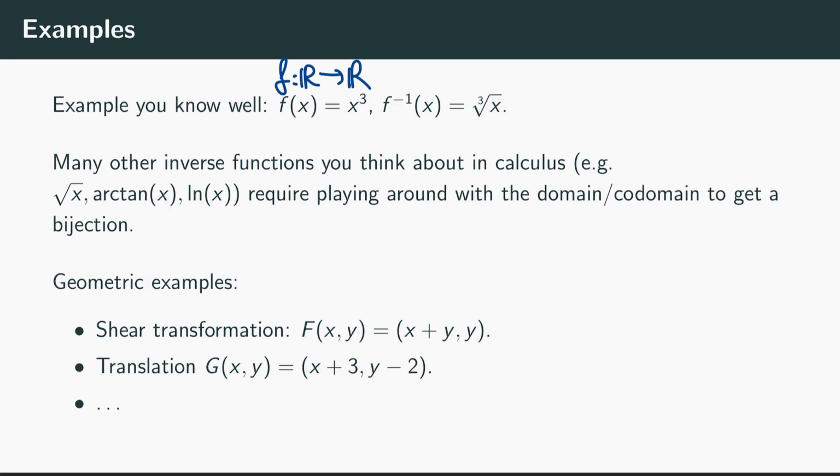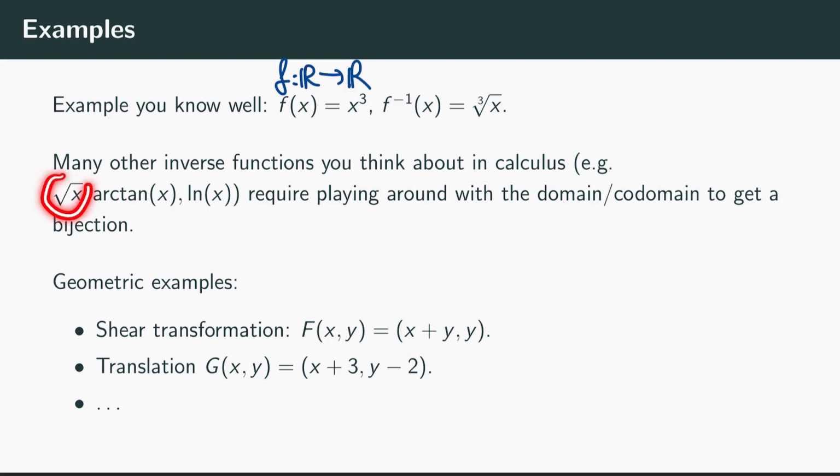Now, there are many functions we think about in calculus, and I have a few examples here: the square root function, arctan, the natural log. Those functions are inverse functions of things that are not bijections. So instead, what you have to do in those cases is chop up the domain and/or the codomain in order to get a bijection between this restricted domain and/or restricted codomain, and then are able to make sense out of it.